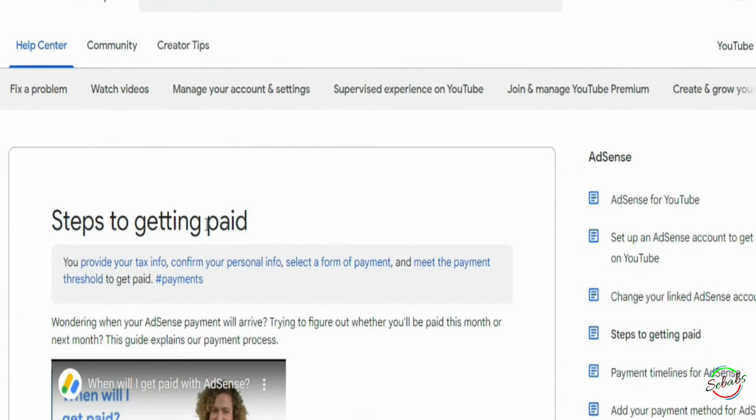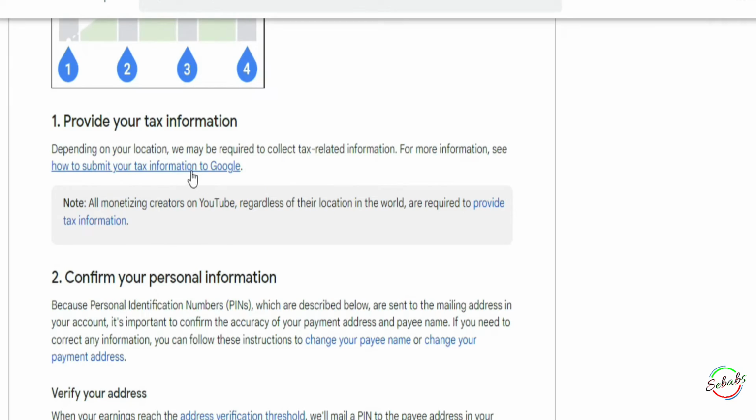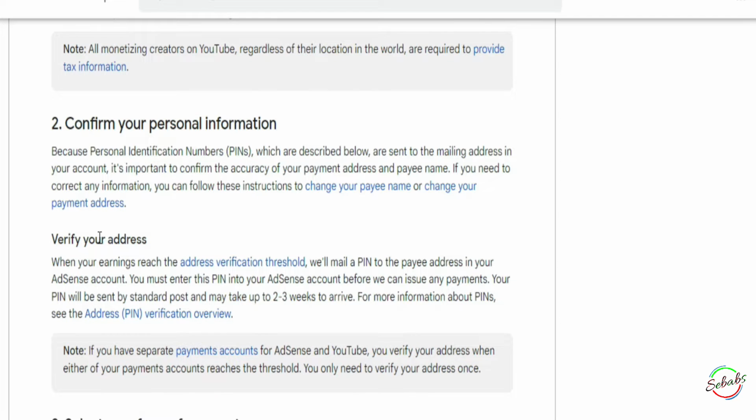So starting with steps to getting paid. First thing, after you filled all your AdSense information, you're going to be asked to provide your tax information. Depending on your location, you may be required to collect tax related information. Second thing is confirm your personal information. We already talked about that. You need to verify your address, verify your ID.